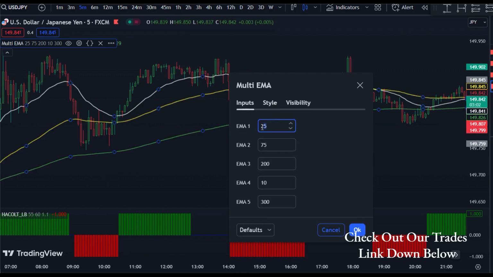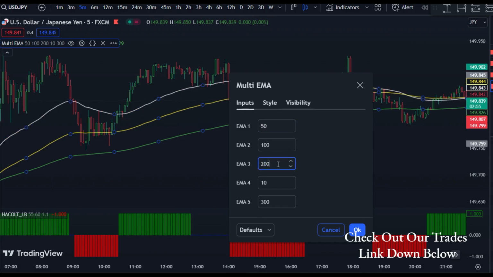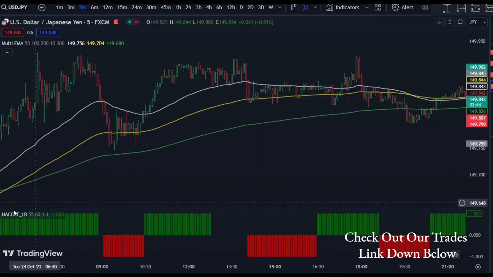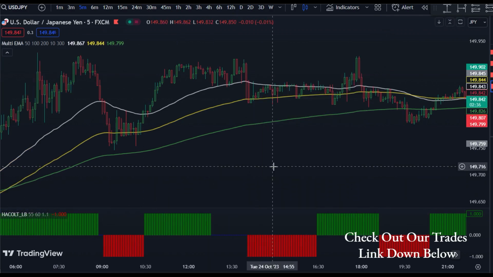We're also going to go to inputs. We're going to change the EMA 1 to 50. EMA number 2 is going to be 100, and then the third one is going to be at the 200 level. The bottom indicator, we're not going to change any of the settings at all. So this is how your chart should look at this point.